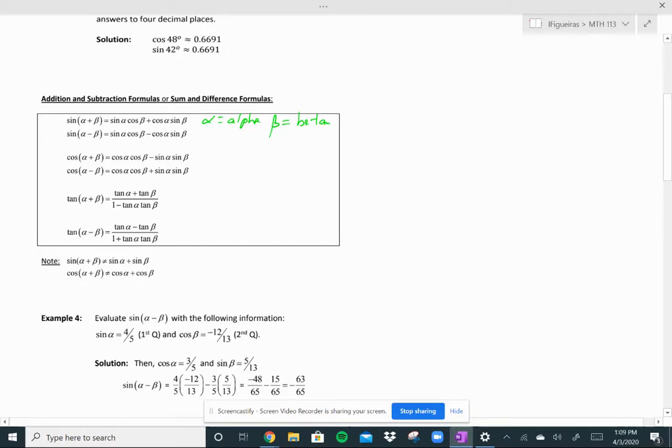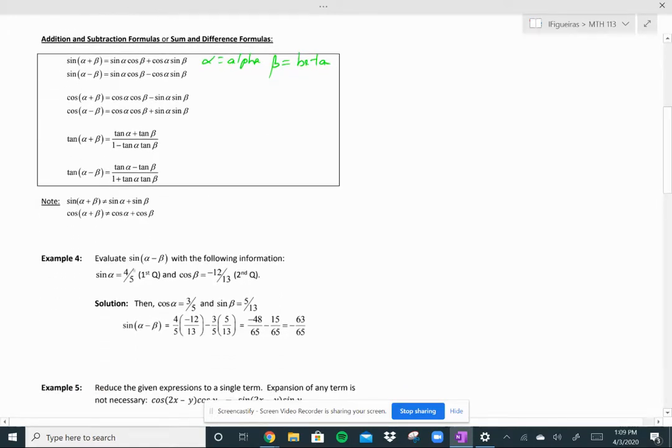So here we want to evaluate the sine of alpha minus beta with the following information. You're told that the sine of alpha is equal to 4/5, and that means it's in quadrant 1 if they're both positive. And cosine of beta is -12/13, and you're told that that means that beta is in quadrant 2. All right, so if I need to find the sine of alpha minus beta, it means that I have to use this formula here above, the second one in the box.